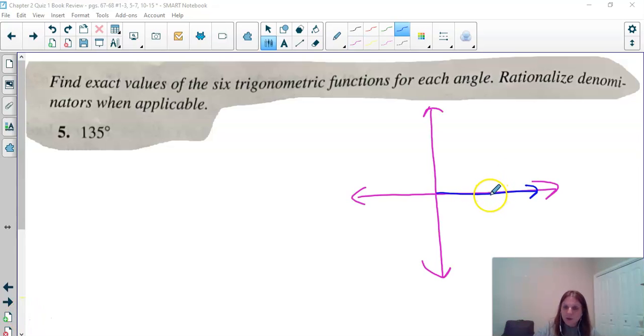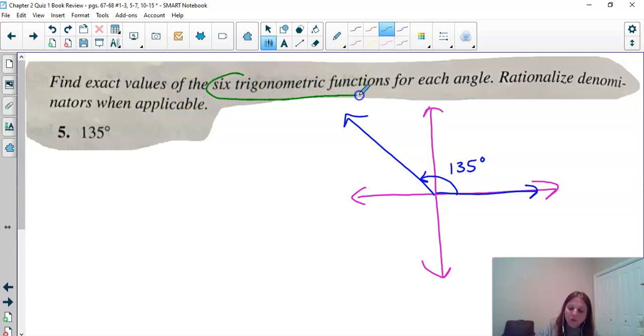It starts here at 0. 90 degrees would be straight up, 180 would be all the way over. So somewhere in between here in quadrant 2 is your 135 degree angle. In order to calculate this information though, the 6 trig functions for this angle, I need to draw a triangle. Just like we've been practicing, we've been working on some of these triangle problems.